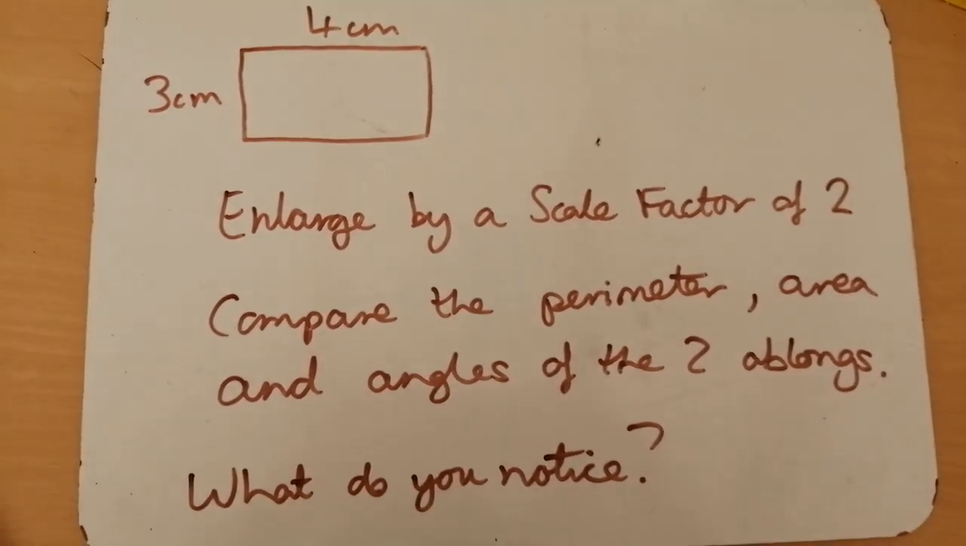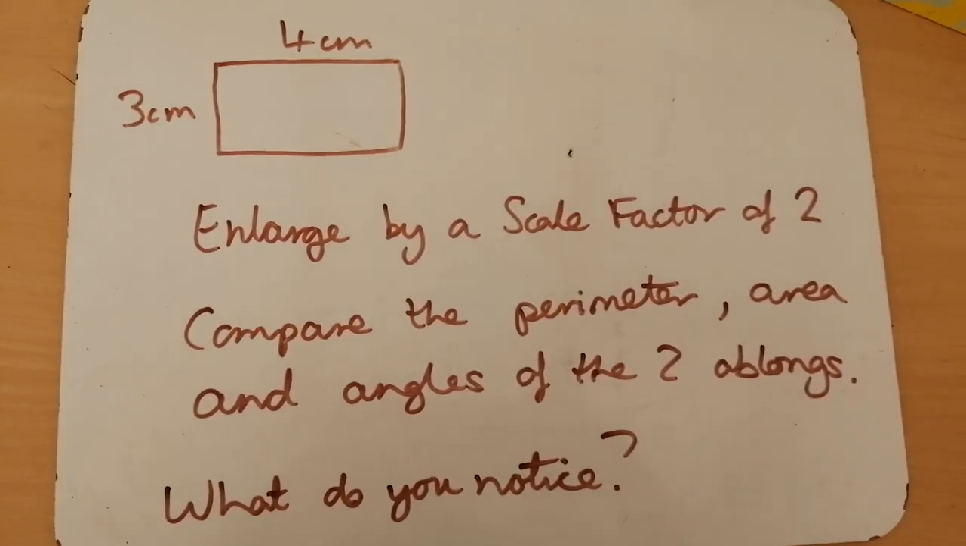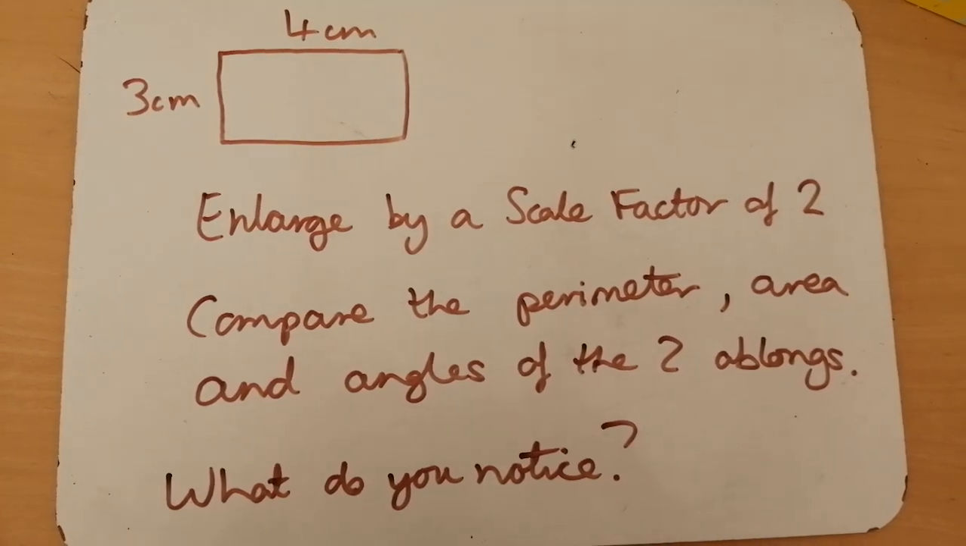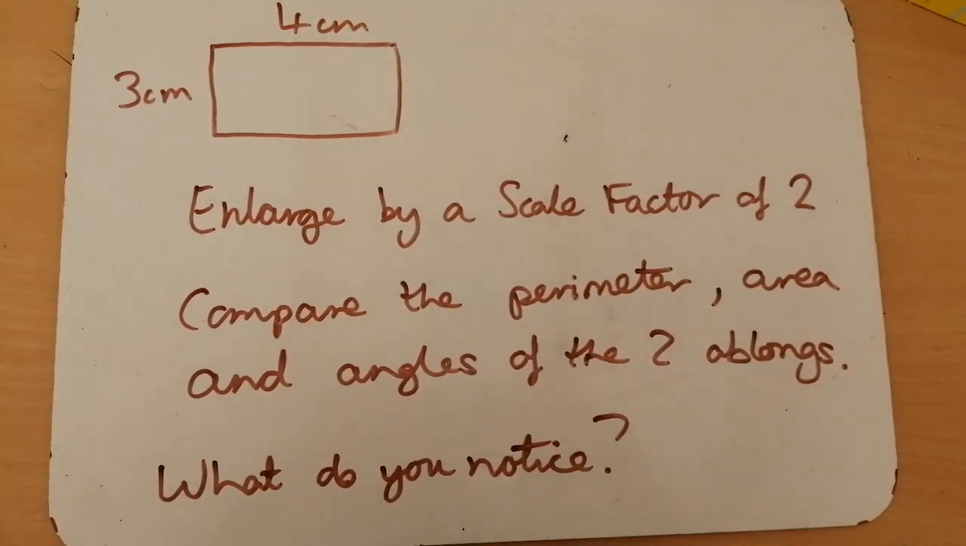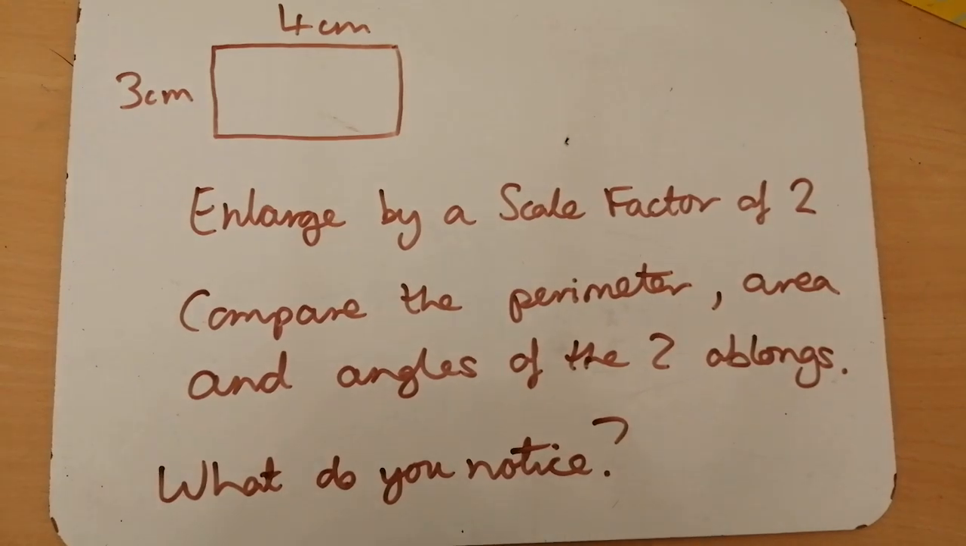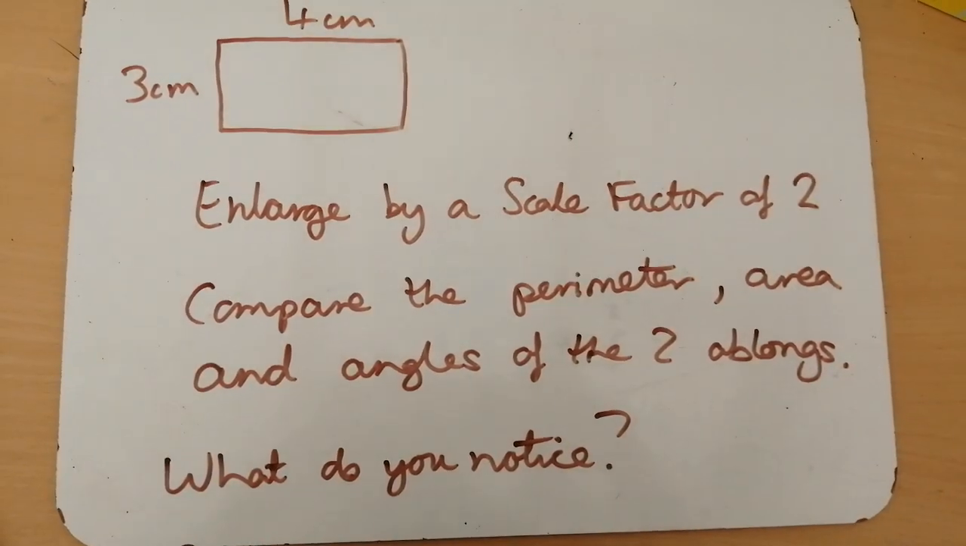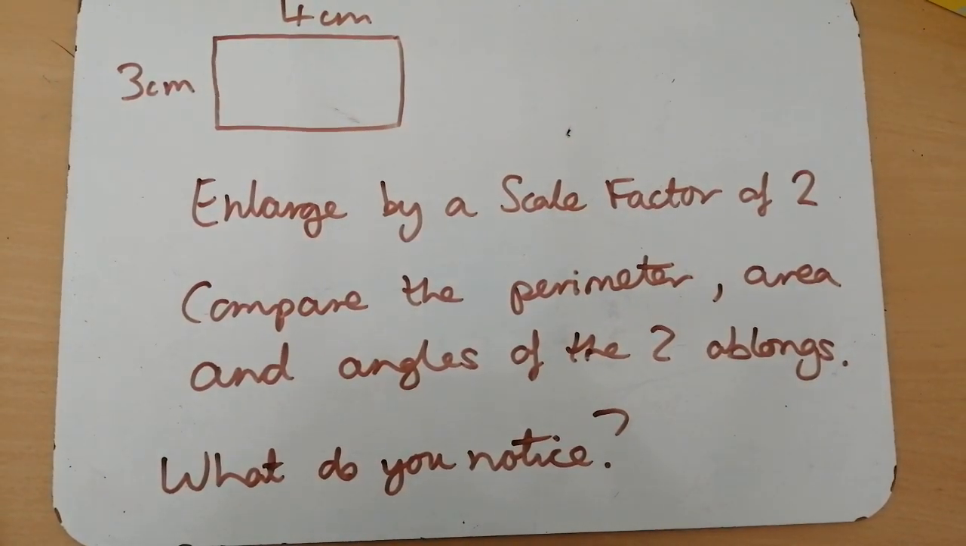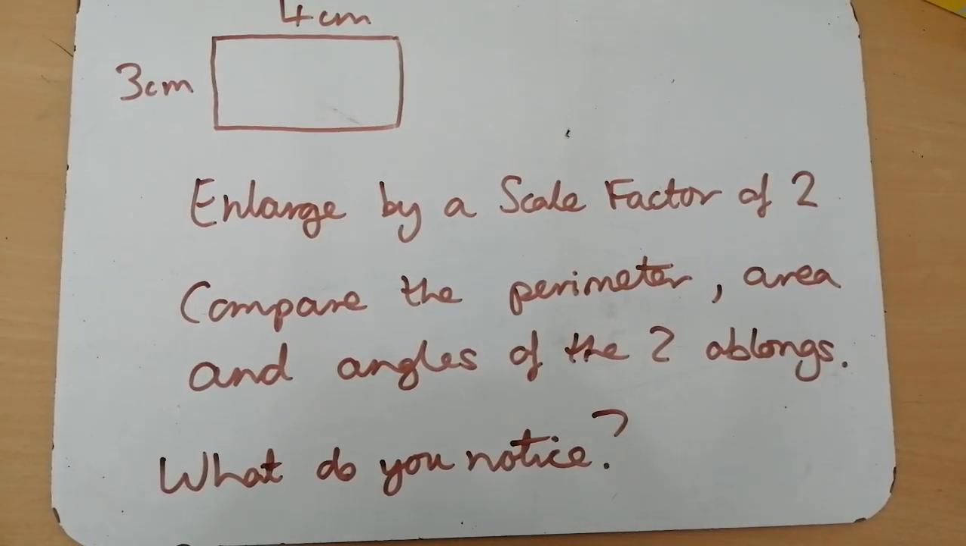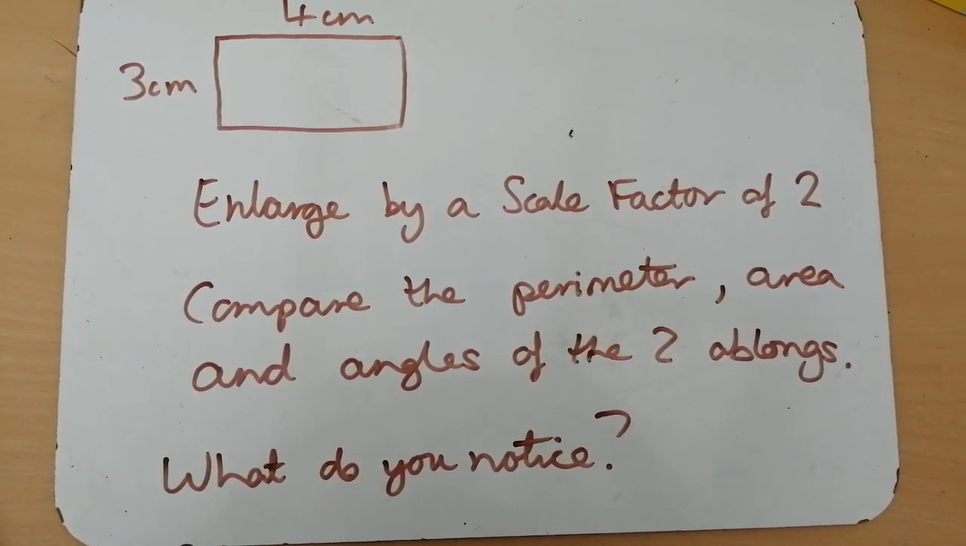Here's something for you to try. If you draw an oblong that is 3 centimetres by 4 centimetres and then enlarge it by a scale factor of 2, in other words double all the sides, then compare your perimeter, area and angles of the two oblongs and make a note of what you notice.